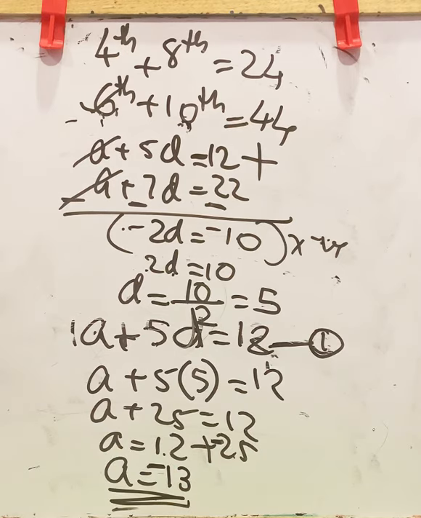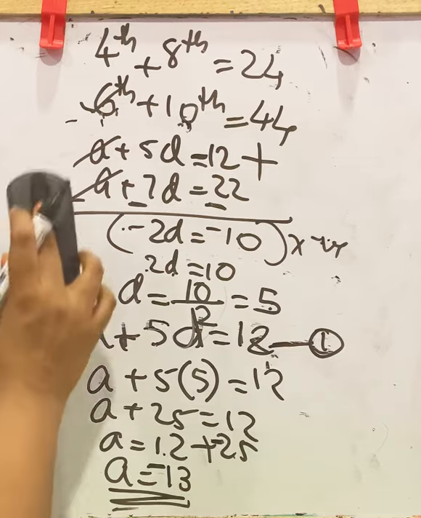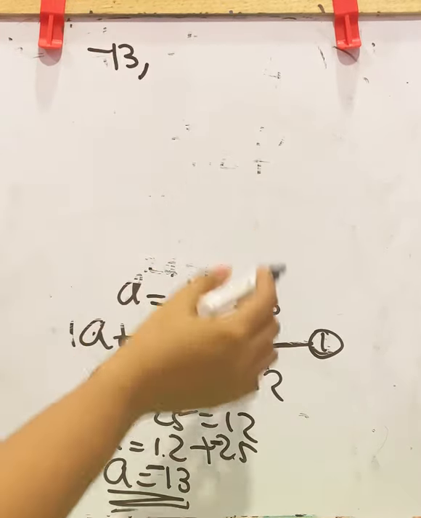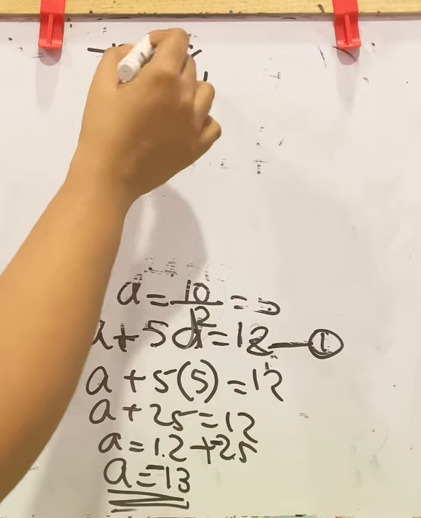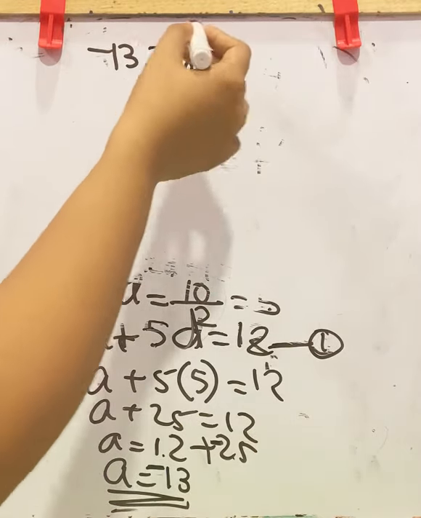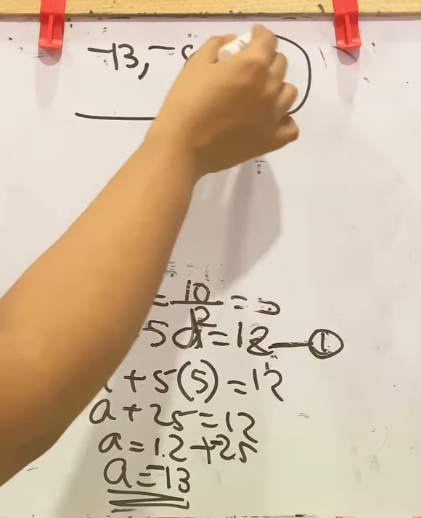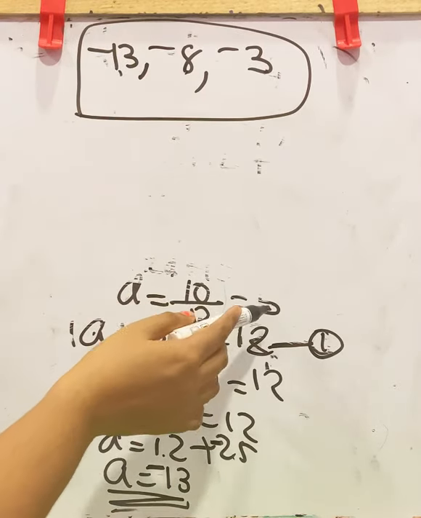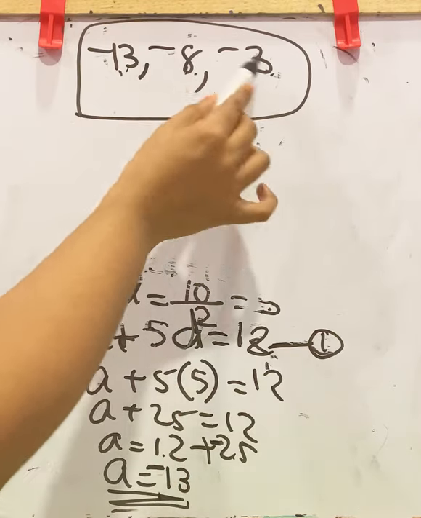So how will you write the AP? We have difference 5 and first term as negative 13. So negative 13, comma, negative 13 plus 5 is negative 8. Negative 8 plus 5, the other term, is negative 3. We are asked to find the first three terms of this AP. This is the first term, second term and third term. Because we got D and the first term, it is easy for us to find the other two terms.